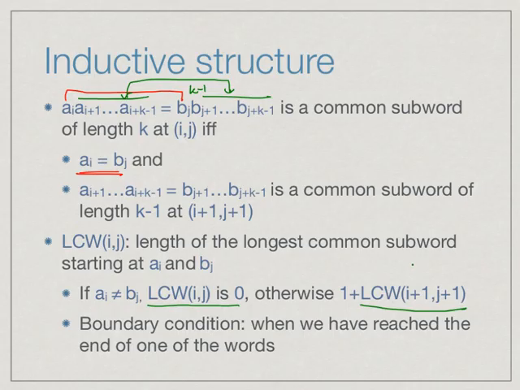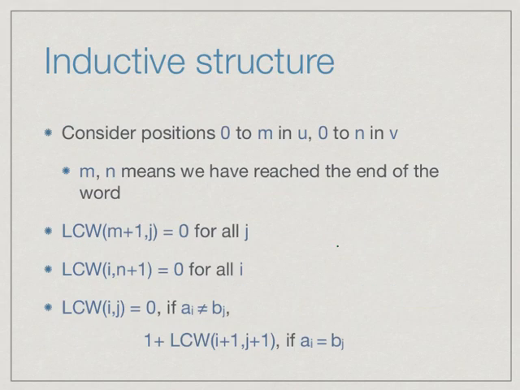And the base case or the boundary condition is when one of the two words is empty. Right? If I have no letters left, I'm looking at different combinations of i and j. So if either i or j has reached the end of the word, then there is no possibility of a common subword at that point. So when we have reached the end of one of the words, the answer must be 0.